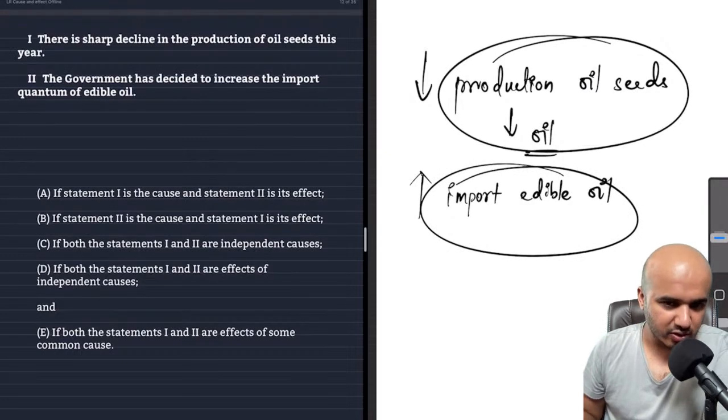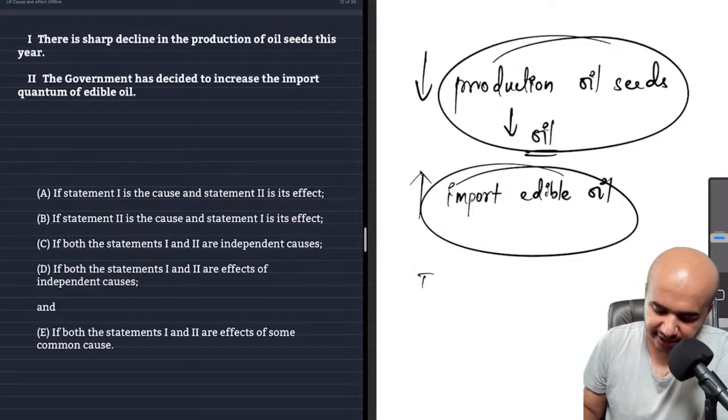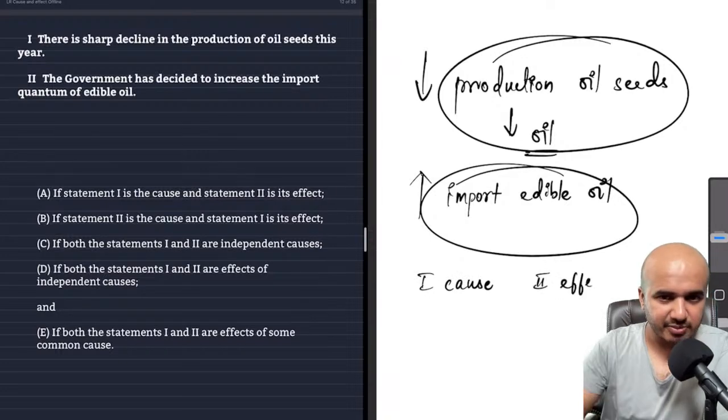So therefore here also it is very easy to establish relationship. Statement 1 is the cause and statement 2 is its effect, and therefore option A can be easily selected. Moving on.